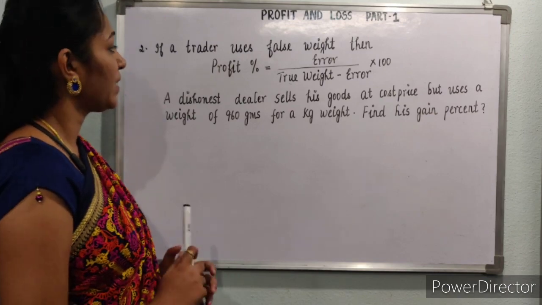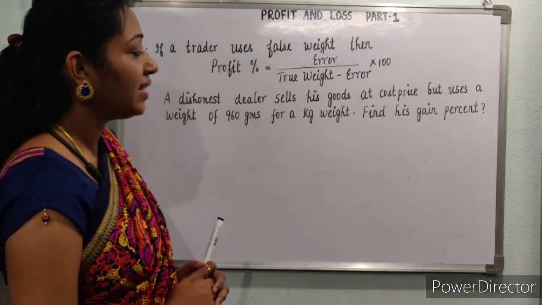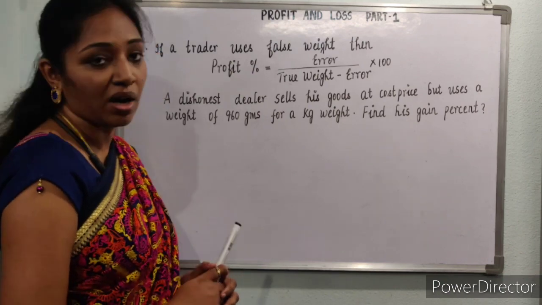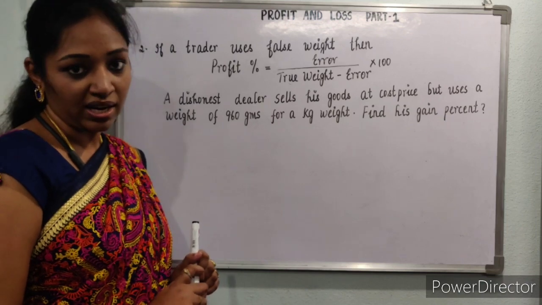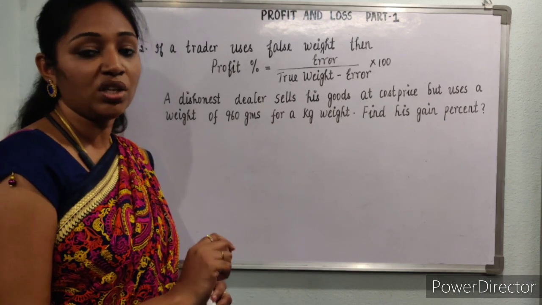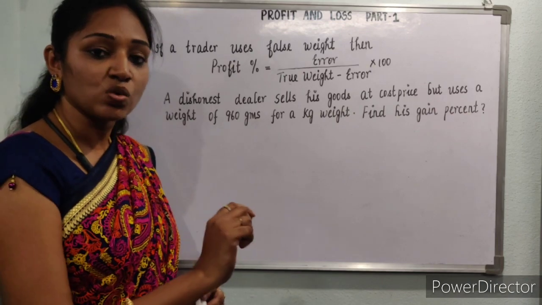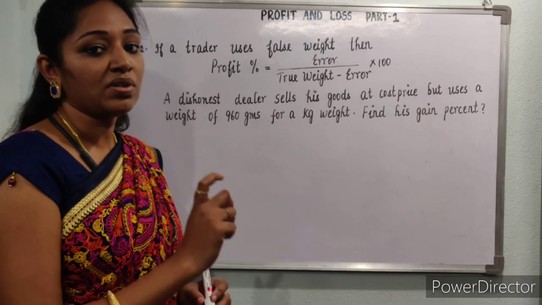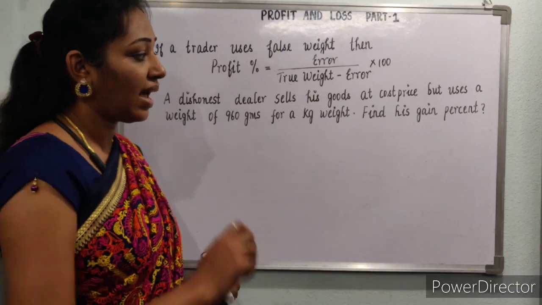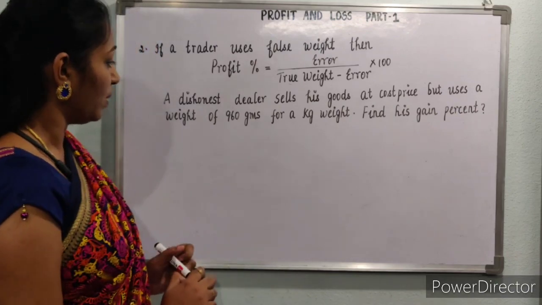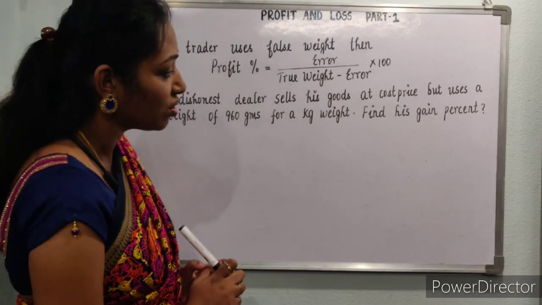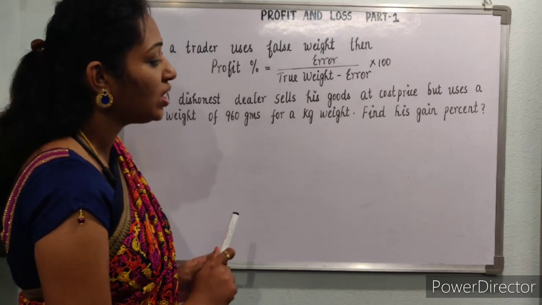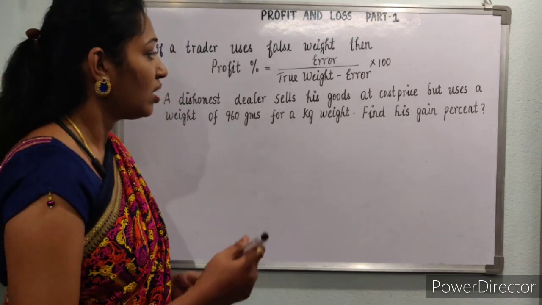The second formula is, if a trader uses false weight, then the profit percentage is error divided by true weight minus error into 100. This situation we come across in our day-to-day life. For example, if you want to buy 1 kg sugar, and the shopkeeper is telling this is 1 kg sugar, but actually you have only 900 grams of sugar. So 100 grams he is getting as profit. So let's calculate the gain percentage. Now we'll go to the problem. A dishonest dealer sells his goods at cost price but uses a weight of 960 grams for a kg weight. Find his gain percentage.